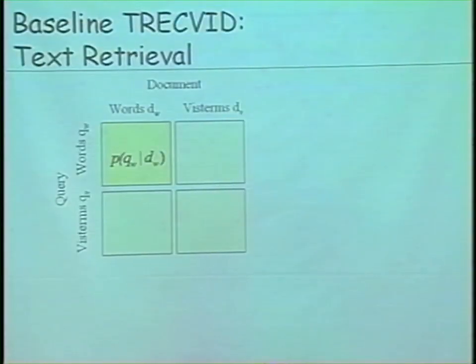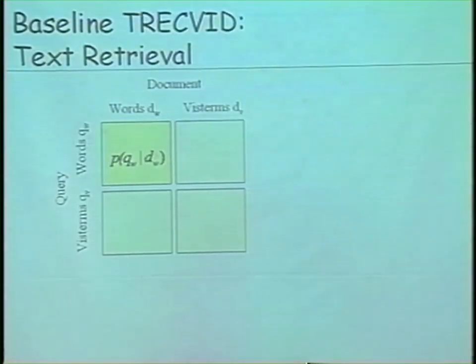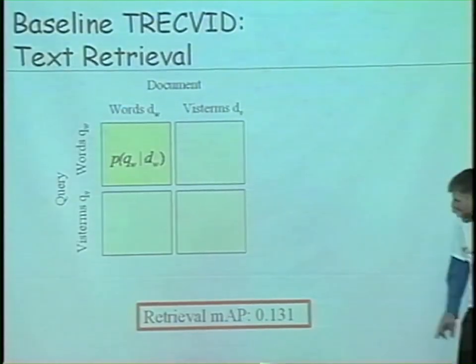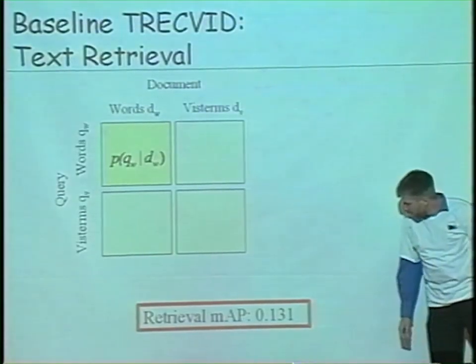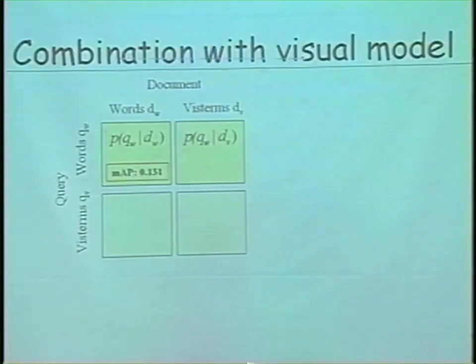Okay, now we are coming to the actual experiment. Up here we have our standard spoken document retrieval system. And that's the retrieval mean average precision that we get for this, 0.131. And now we throw in 1 more component.